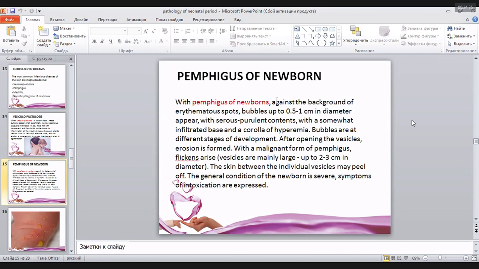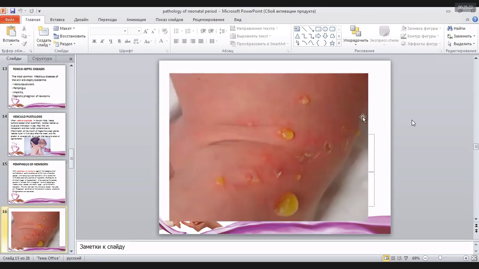Then, pemphigus of newborns. Against the background of erythematous spots, bubbles appear 0.5 to 1 centimeter in diameter. They contain serous purulent liquid with a somewhat infiltrated base and a corolla of hyperemia. Bubbles are at different stages of development, and after opening, the vesicles form erosion. If it is a malignant, complicated form, large vesicles can occupy 2-3 centimeters. The skin between the individual vesicles may peel off, and the general condition is severe, with symptoms of intoxication. This is the picture of pemphigus of the newborn, guys.